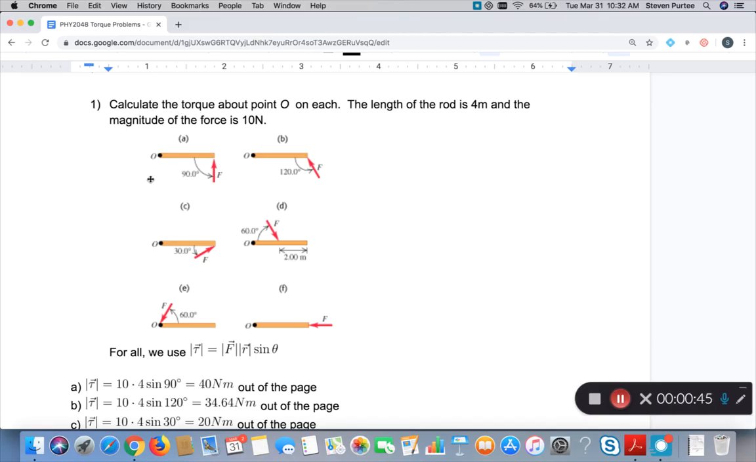This torque is trying to make this rod rotate counterclockwise. Imagine if you stick your thumb out towards your eyeballs and you curl your fingers around, your fingers would curl in this direction. We call that a positive torque, counterclockwise, and your thumb points out towards you. That's the direction of the torque.